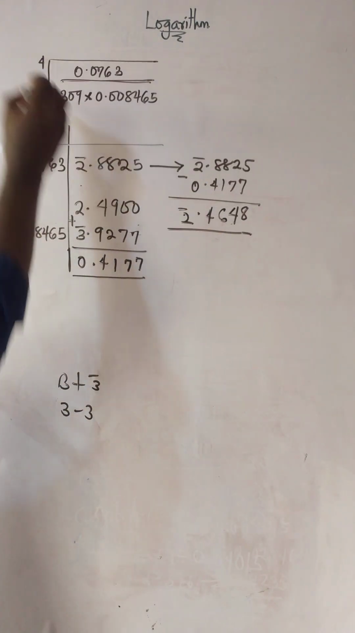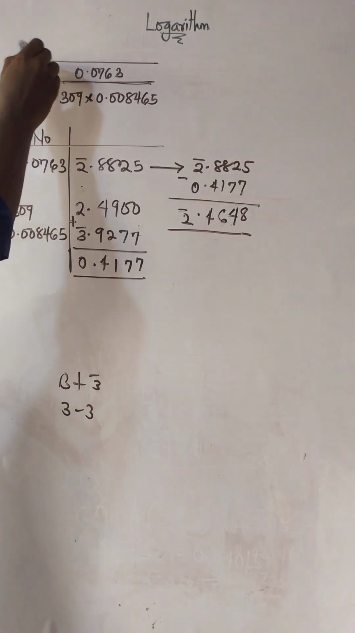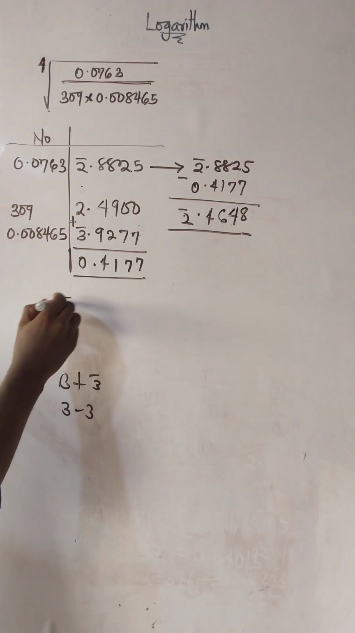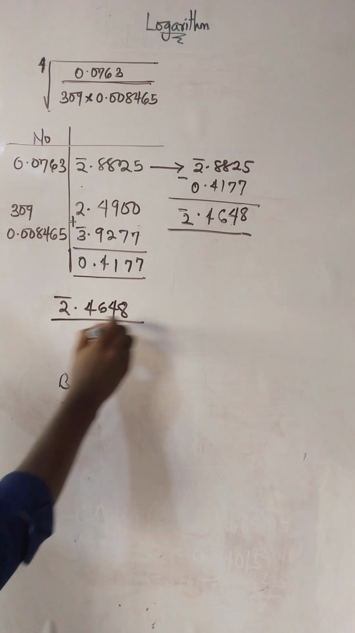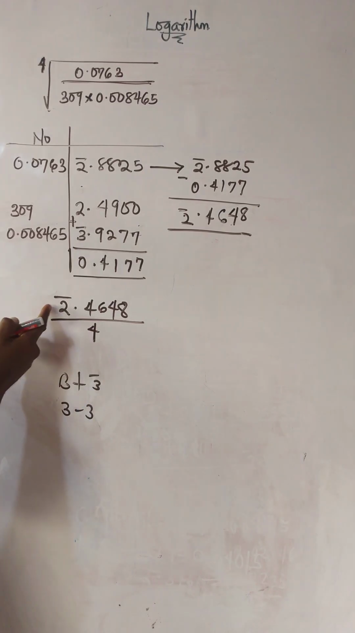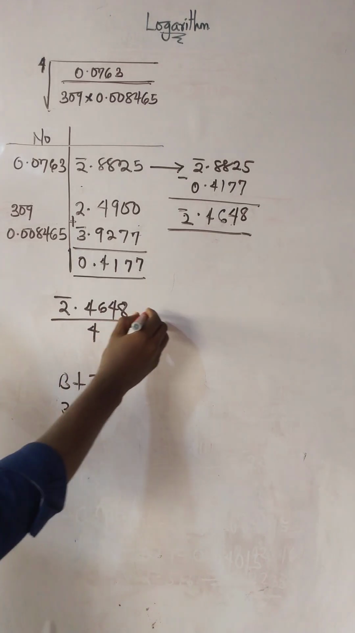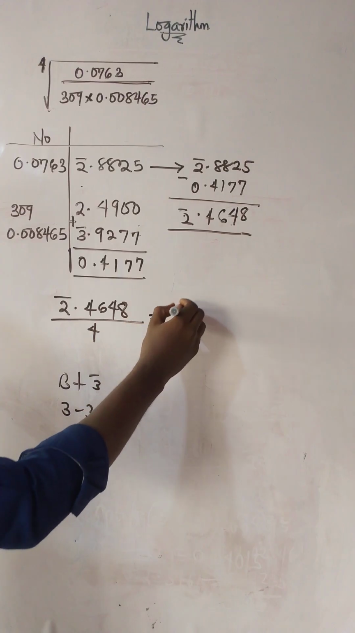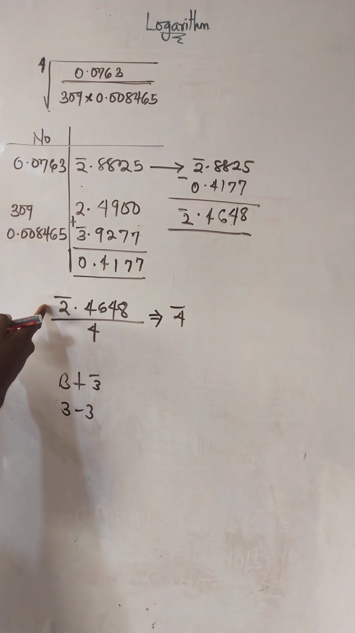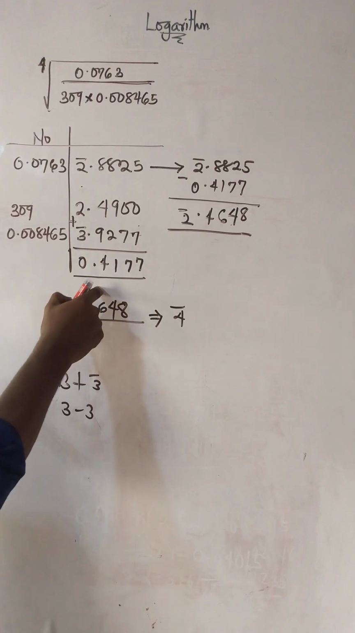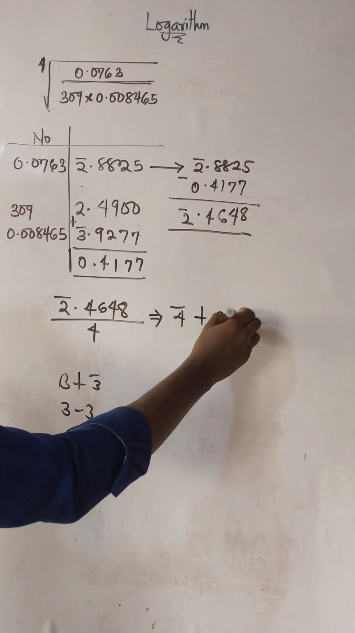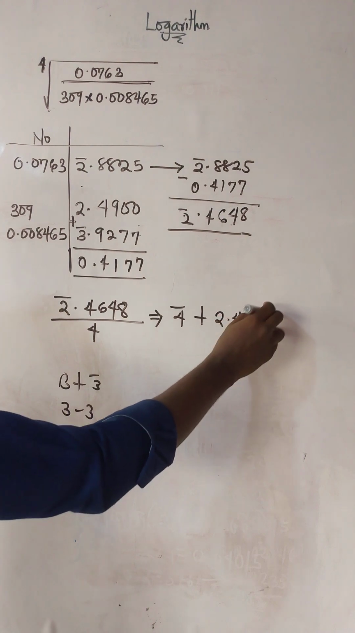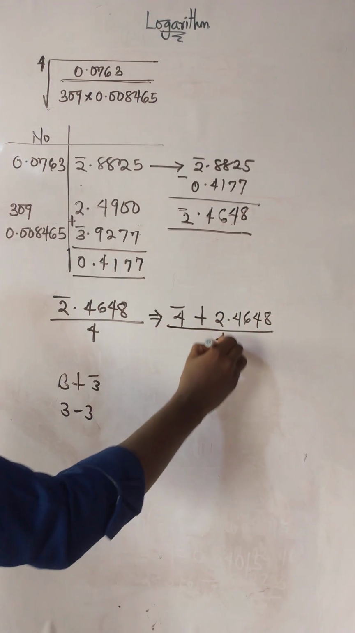So everything inside here is this. But outside here we have 4. So meaning we have to divide 2.4648 by 4. So we have to turn this one to multiple of 4. So this becomes bar 4. We added what here? Bar 2. So we're going to add 2 here. So that will be plus, if you add 2 to this one, that will be 2.4648. Then we cannot divide by bar 4, by 4 rather.